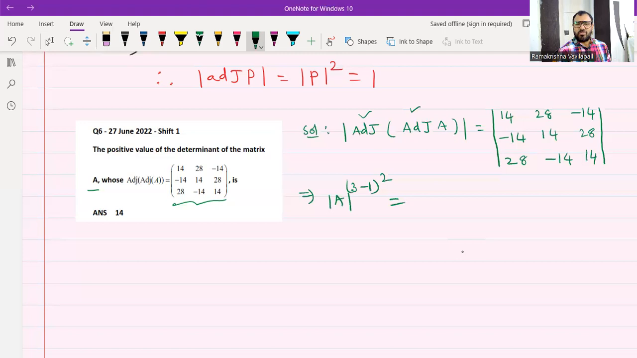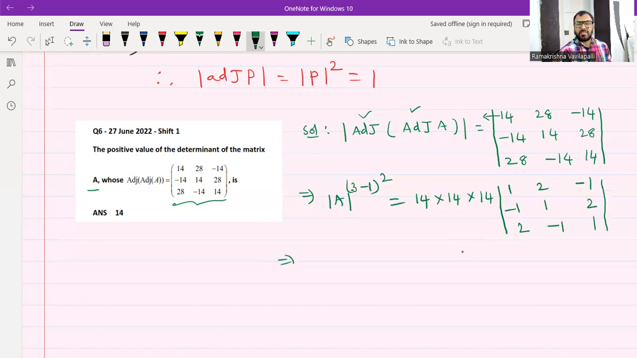From the first row, 14 common. From the second row, another 14 common. From the third row, another 14 common. Here 1, 2, minus 1, minus 1, 1, 2. And this is 2, minus 1, 1.